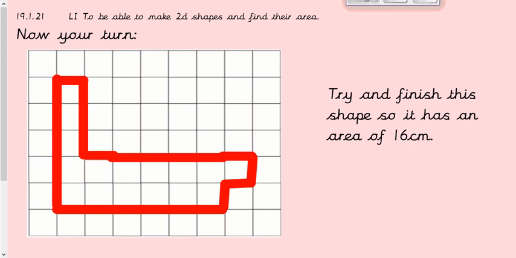Okay, hopefully you managed to have a go at that. It's harder than it looks, I think. It took me a while to actually draw this, so I just went for an L shape, and then when I got to here I realised, oh, I only have 15, so I just did an extra box there, and that's absolutely fine. That's still a shape, and it still has an area of 16 centimetres, so don't worry too much, and if your shape looks different to that, then that's fine. As long as you've got 16 boxes inside it, then that's still correct.